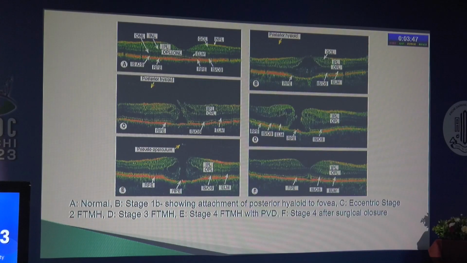So these are different stages which were given by Gass, and we can see them on the OCT. Like this is completely normal. Then there is VMT, which is basically stage 1A of Gass classification, and if there is lifting of it from the RPE, then it will become stage 1B. When it becomes complete, then it comes to stage 2. Then when it increases in size, it becomes 3, and with complete PVD, it becomes stage 4.